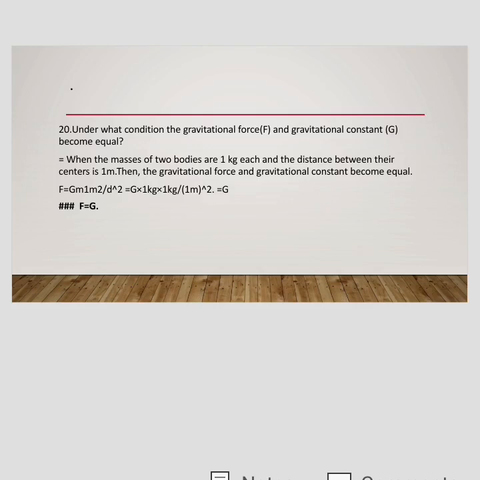Now question number 20. Under what condition do the gravitational force, that is F, and the gravitational constant, that is G, become equal? When the masses of two bodies are 1 kg each and the distance between their centers is 1 meter, then the gravitational force and gravitational constant become equal. Here I have also mentioned the formula, that is F is equal to G m1 m2 by d square, where m1 is 1 kg and m2 is 1 kg divided by d square, meaning 1 meter square. That will be equal to G because the 1s cancel and we get F is equal to G. So at that condition the value of F will be equal to G.